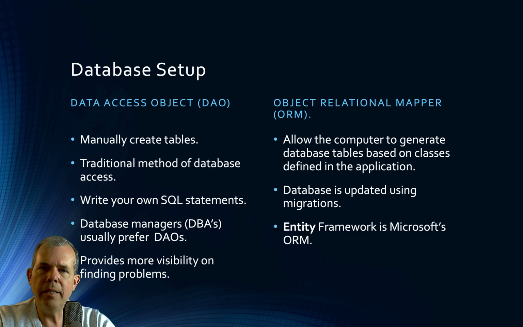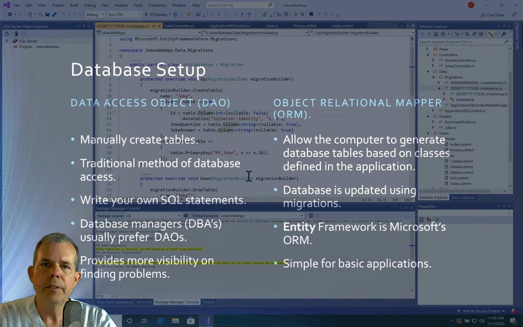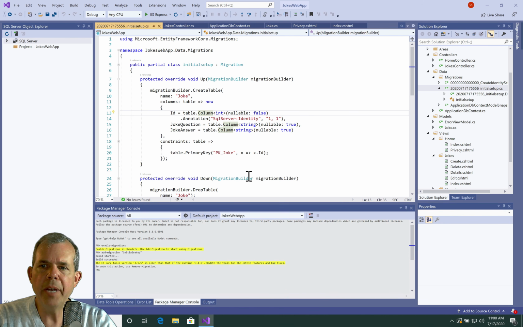So Entity is the name of the ORM that we're using right now. It's Microsoft's ORM. ORMs are very good for simple applications, such as our Jokes app. However, another version of this tutorial should include how to make DAOs, or data access objects, because a lot of companies would prefer you to use that kind of a system when you build your app. So now let's return to Visual Studio, and maybe we can understand what this is doing now.